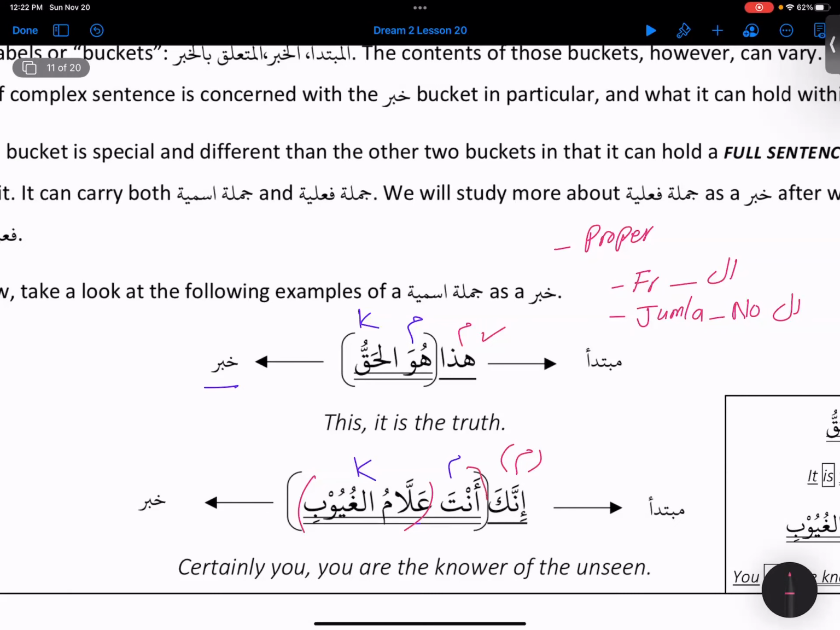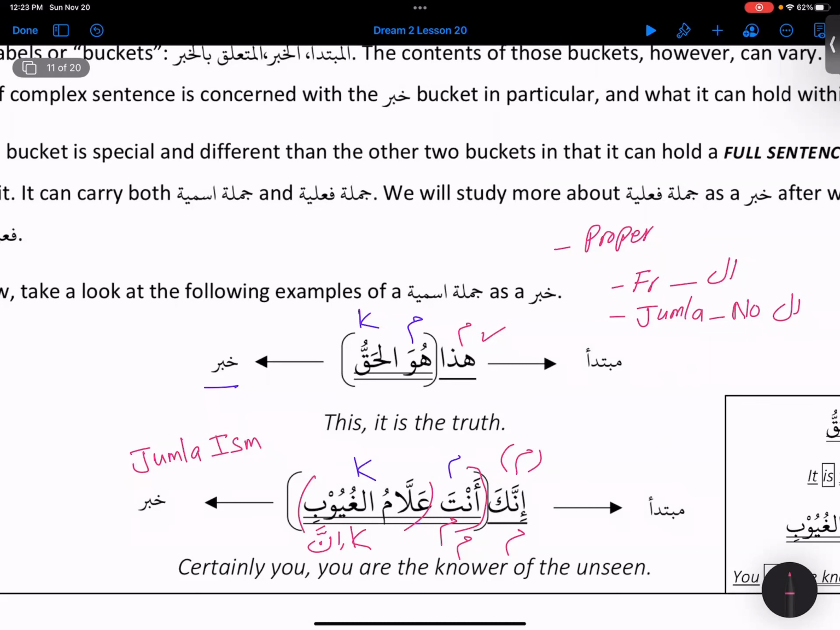The whole thing: anta allamul ghuyubi. So the whole jumla ismiya is the khabar of this innaka. Then we can further break down and say anta is mubtada and allamul ghuyubi is the khabar. This is one way. The other way is you can just say innaka is mubtada, anta is another mubtada, and allamul ghuyubi is the khabar of inna. So these are two ways we can analyze this kind of sentence.